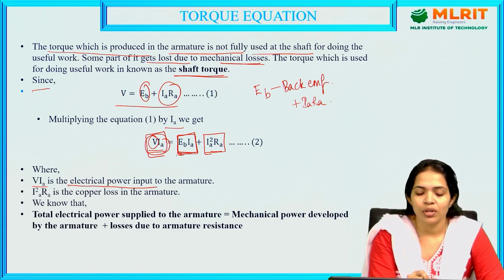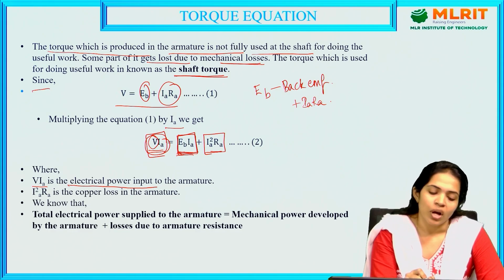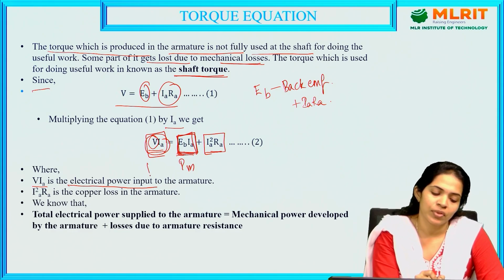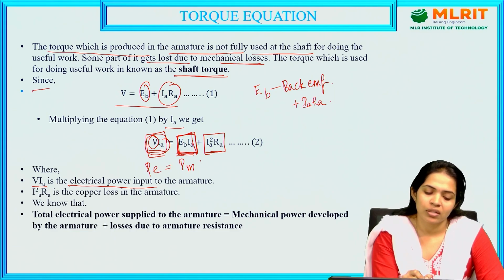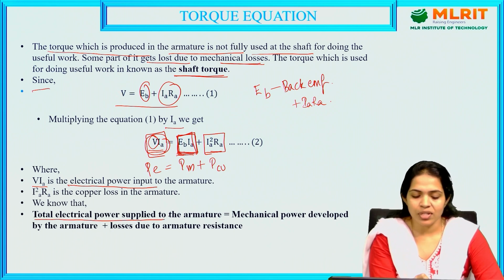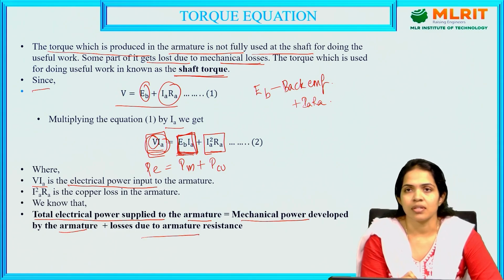because the output of the motor is drawn from the rotor conductors. We know that the output of the motor is the mechanical power, which is obviously developed across the rotor. So it is the back EMF multiplied by the armature current, and this is taken as Pm. This is taken as the electrical power, and this is taken as the copper losses. So the total electrical power supplied to the armature is equal to the mechanical power developed across the armature plus the losses in the armature resistance.